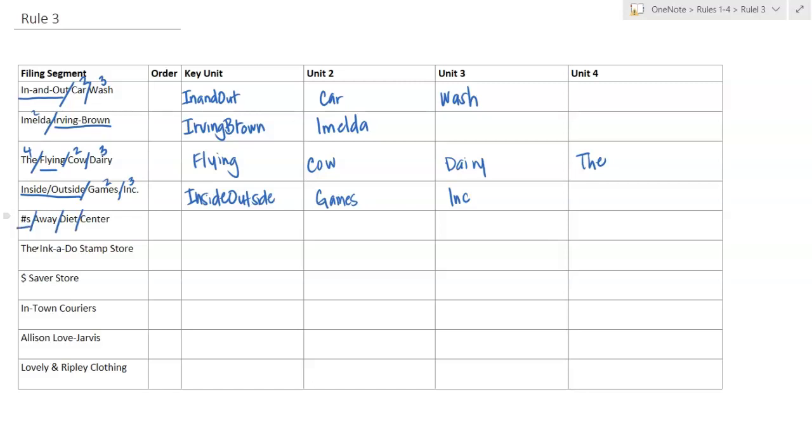And so notice there's also an S directly after that symbol. So my key unit is pounds, unit 2 is away, diet is unit 3, and center is unit 4.